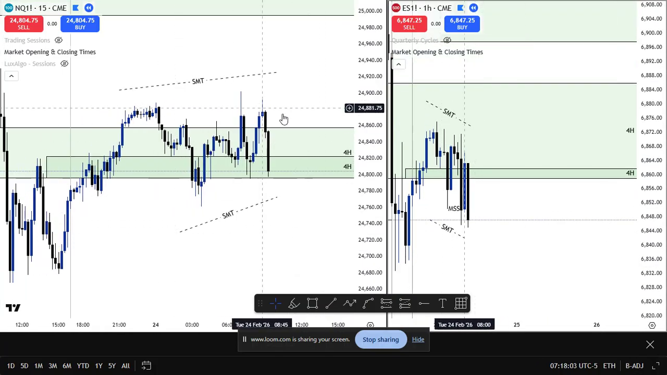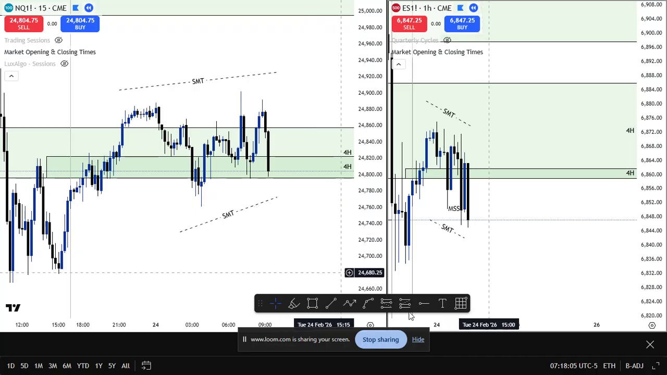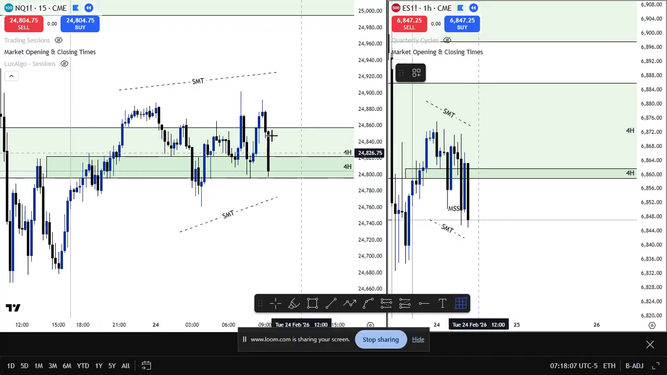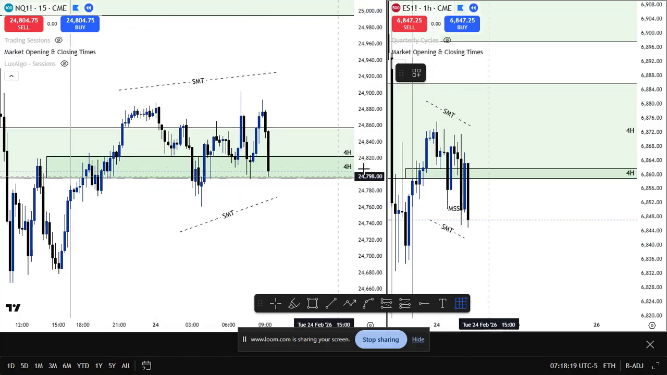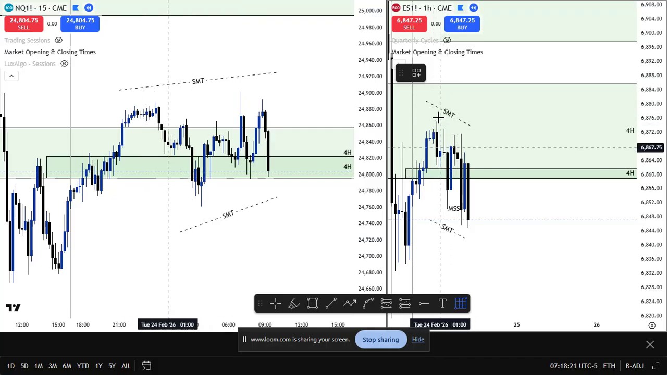We still have double SMT both sides. Price failed to go through this pre-buy side liquidity. What says to me that there is a big chance that we might consider all this as a Y22 entry model on hourly.